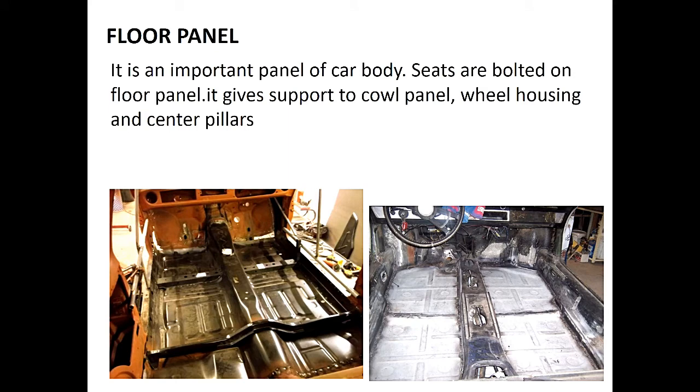The floor panel. As the name indicates, the floor of the vehicle consists of a very large panel. It is an important panel of the car body. Seats are bolted on the floor panel. It gives support to the cowl panel, which is located at the front of the floor panel. The wheel housing is supported by the floor panel, and the center pillar is also supported by the floor panel.